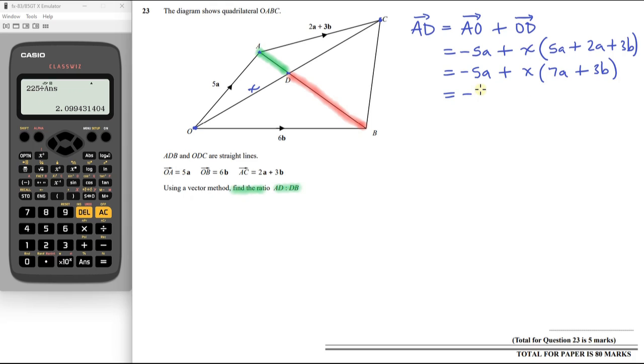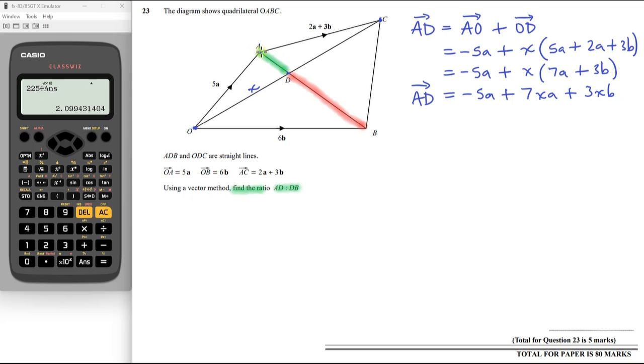So it's going to be negative 5a plus 7 times xa plus 3 times xb. So this is our vector AD. Now, because at the moment we don't know what this value for x is, we're going to have to find another way of getting from A to D.